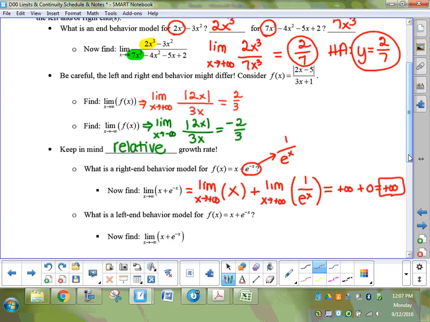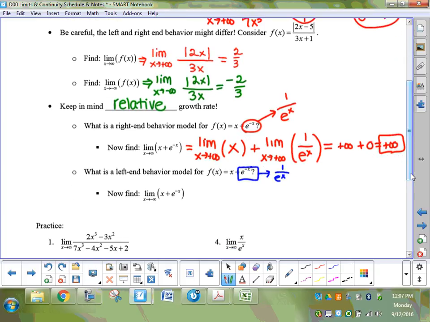Now the next one's going to be a little bit more awkward. What's the left-hand behavior? Sorry, we did the right-hand one before. Again, I need to see this rewritten. This is something awkward that we're going to have to deal with. This is the same as 1 over e to the x power. So let's evaluate it now going out to the left-hand side. This limit would be the same as the limit as x goes out to negative infinity of x, plus the limit as x goes out to negative infinity of 1 over e to the x.